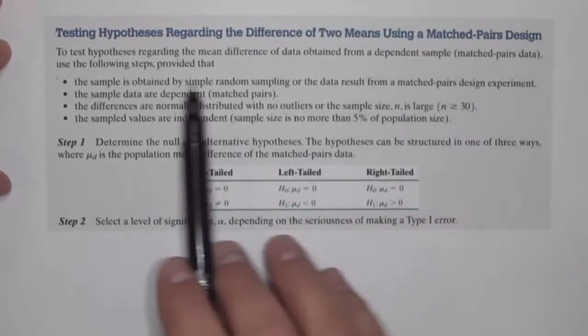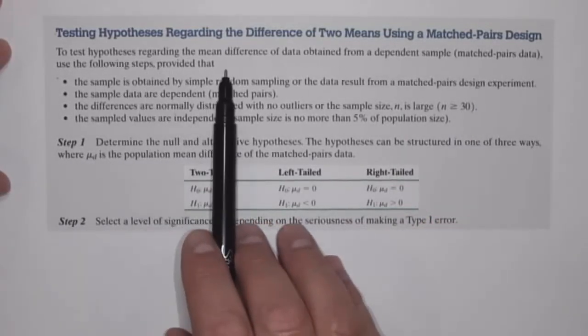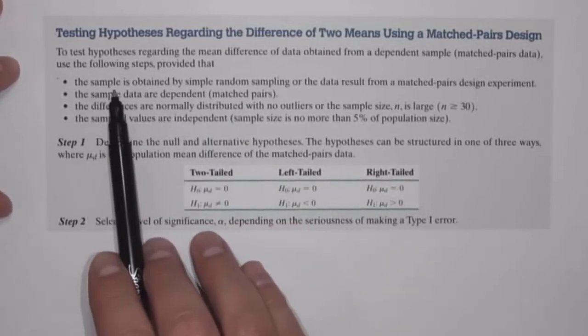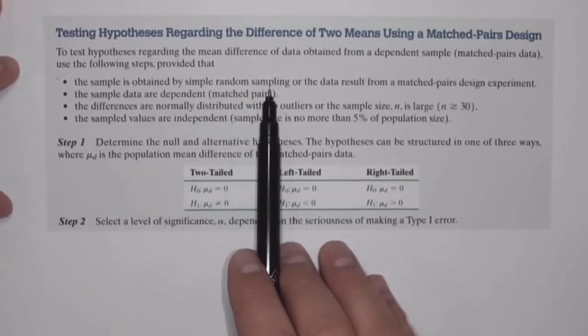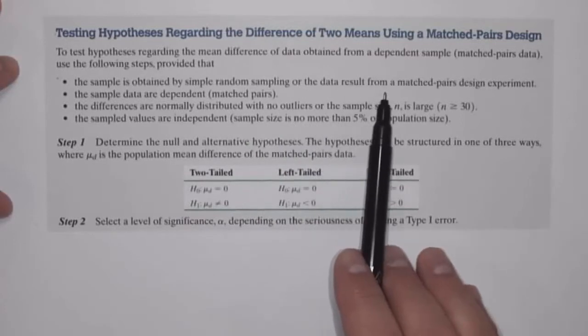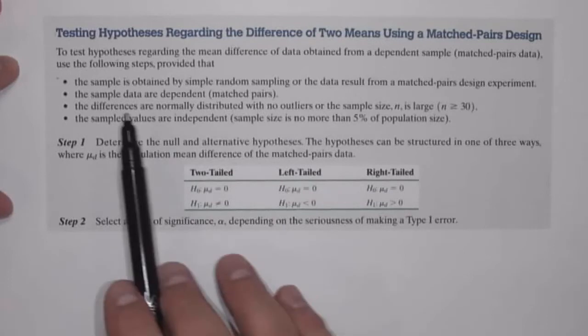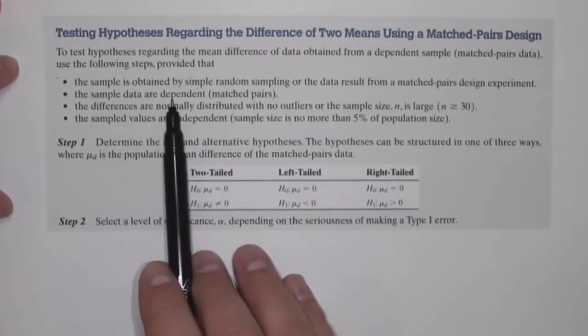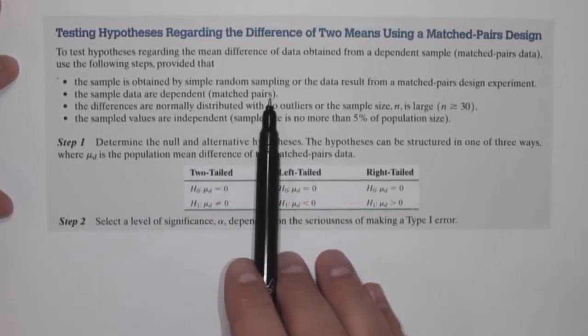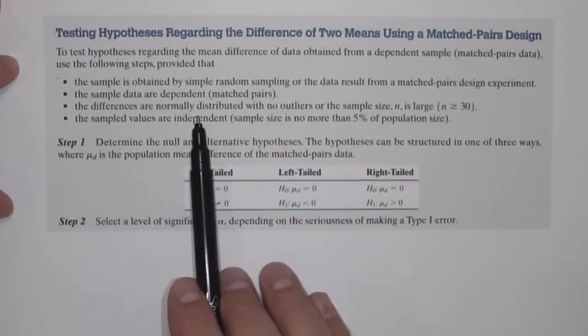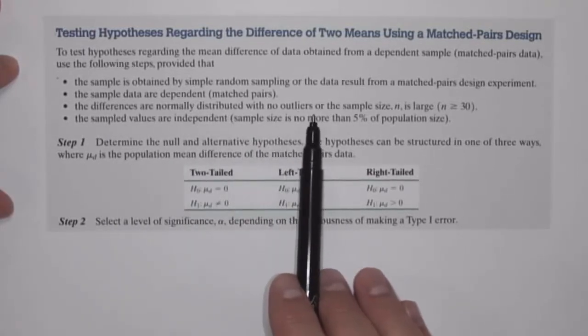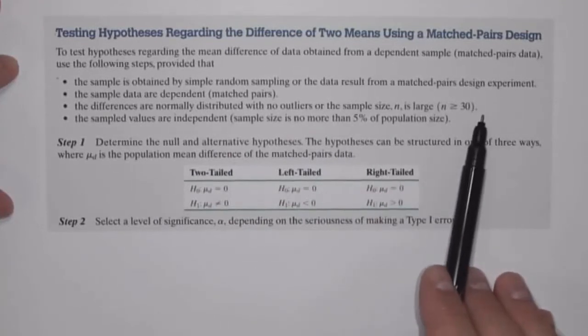matched pairs data, use the following steps provided that the sample is obtained by simple random sampling or the data result from a matched pairs design experiment. So we have to have randomness. The sample data are dependent, matched pairs. So the individuals in the second sample are dependent on the individuals in the first sample. The differences are normally distributed with no outliers, or the sample size n is large.